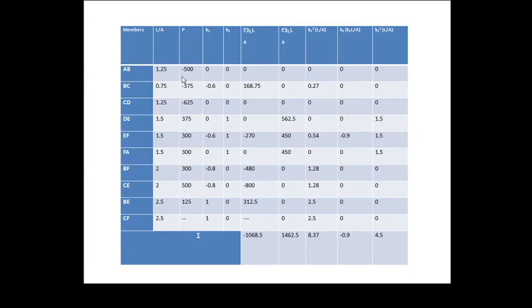For member AB minus 500, BC minus 375, CD minus 625, DE 375, then EF 300, FA 300, BF 300, CE 500, and BE 125.